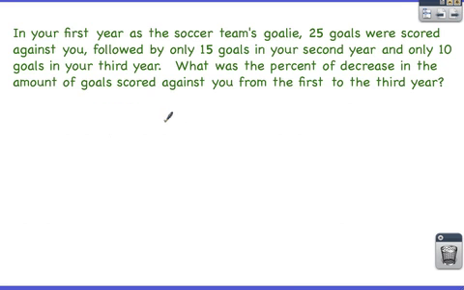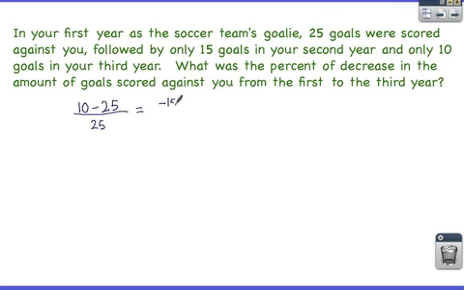In your first year as the soccer team's goalie, 25 goals were scored against you, followed by only 15 goals in your second year and only 10 goals in your third year. What was the percent of decrease in the amount of goals scored against you from the first to the third year? So we do the amount of change, which is new minus old. In our third year, we had 10 goals scored against us, and in the first year, there was 25. Divided by the original 25.